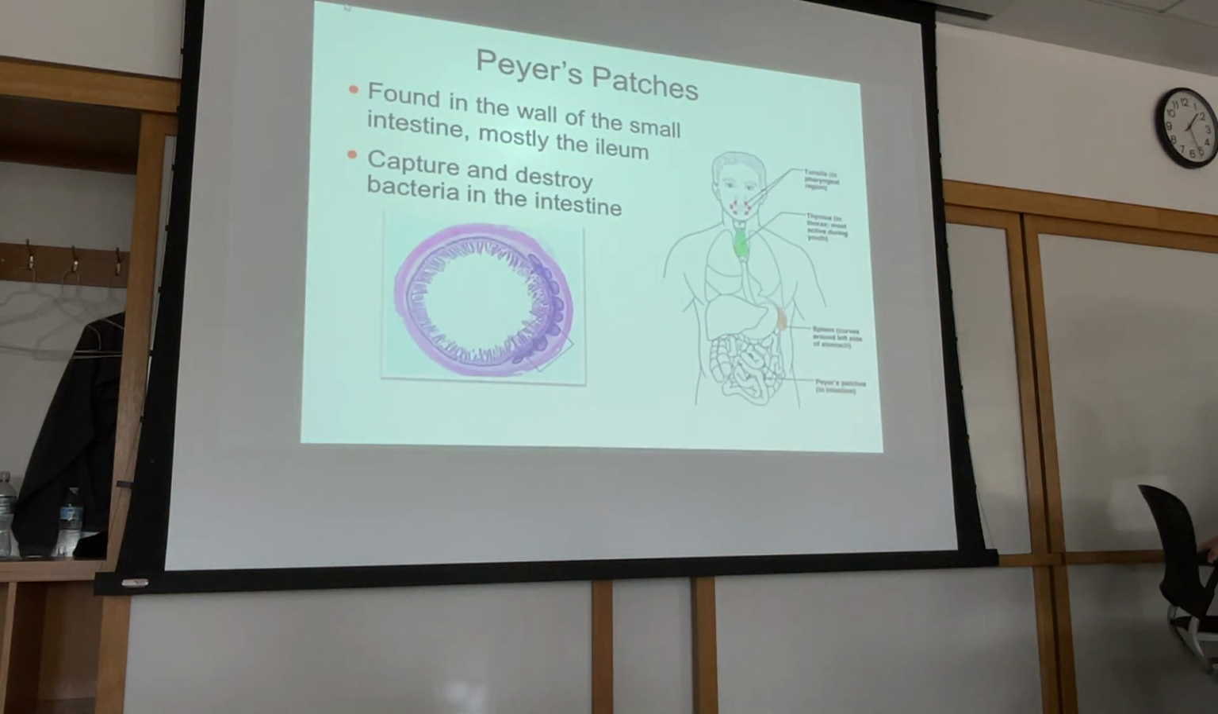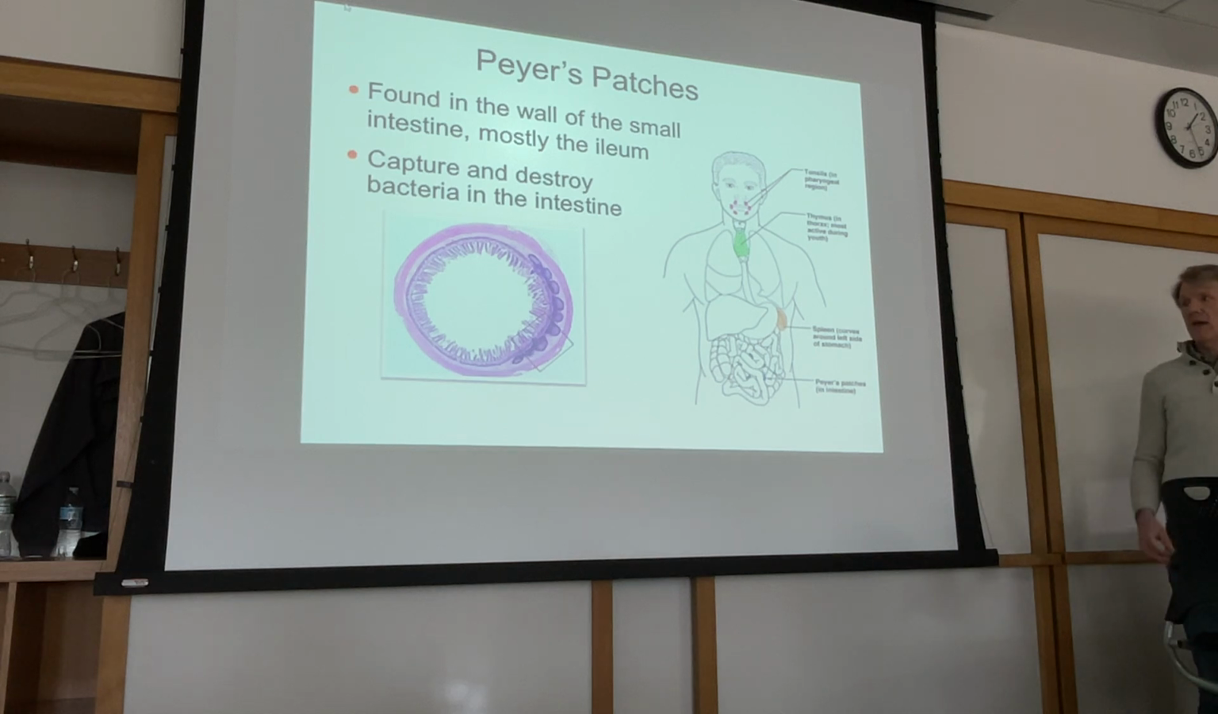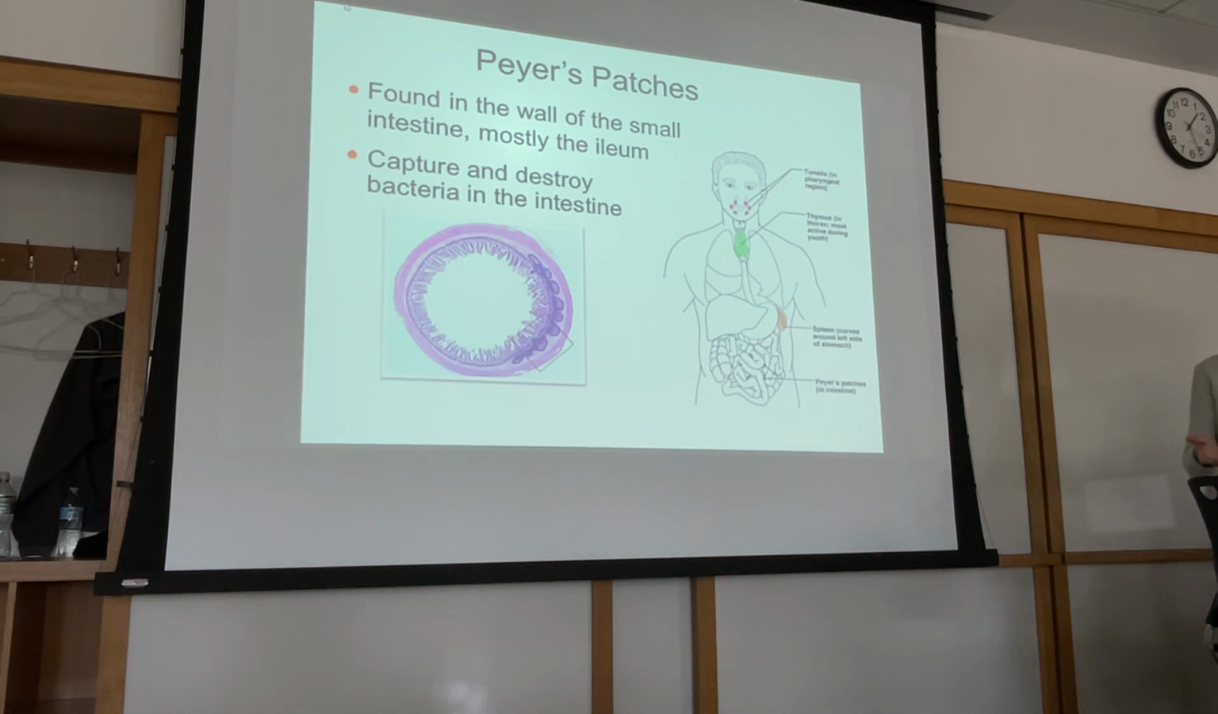Peyer's patches are collections of lymphatic nodules that are basically located in your small intestine, mostly in the last part of your small intestine, which is called the ileum. Okay, there are 3 parts to your small intestine. When you leave the stomach, you go into the first part, which is called the duodenum. Then after that, you go into the second part, which is called the jejunum, and then finally you go into the third part, which is called the ileum.